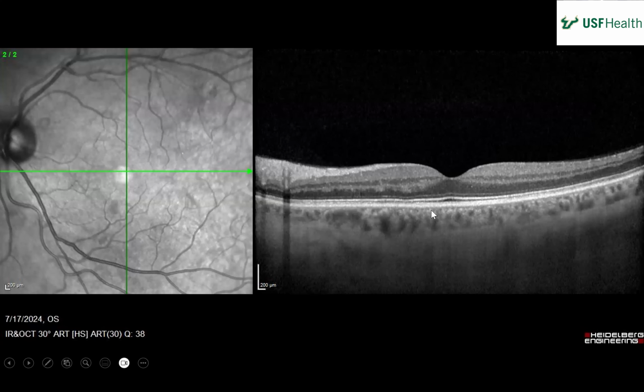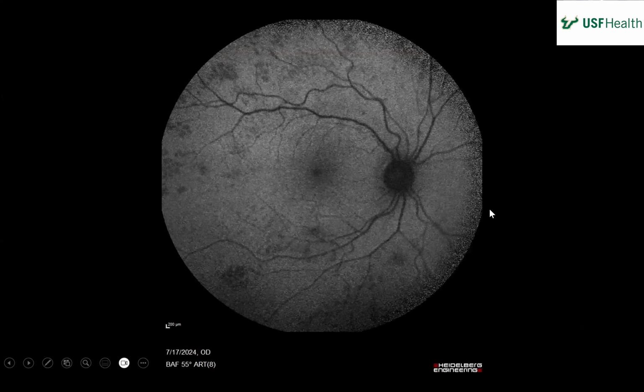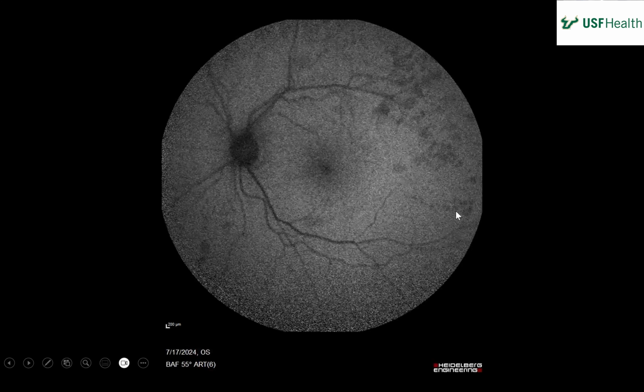Okay, so we have an OCT of the left eye now. Again, the foveal contour looks pretty well preserved. The retinal layers look pretty unremarkable here. And then this is an autofluorescence of the right eye. I think it corresponds to these areas of hypoautofluorescence that we saw in the color fundus photo. And also of the left eye, a similar appearance.